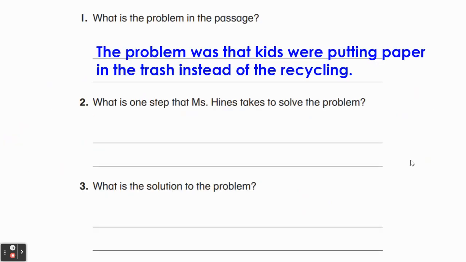So we could put this into a complete sentence to say, the problem was that kids were putting paper in the trash instead of the recycling. That was the problem at Grover School. Press pause as you write down your sentence and play when you're ready to continue.